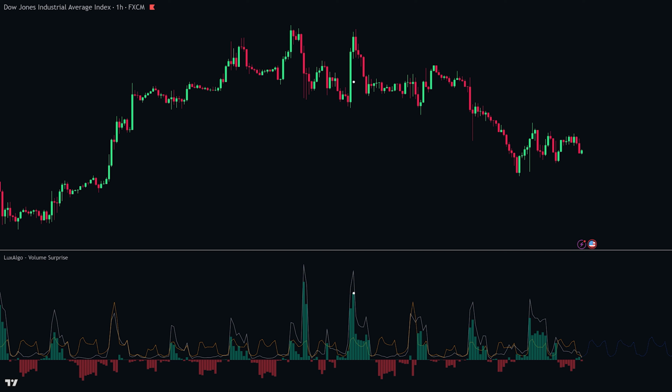So, whenever you see a big green spike above the expected line, that's a volume surprise, a clear sign that something unusual is happening behind price action, like a breakout, news reaction, or institutional entry.